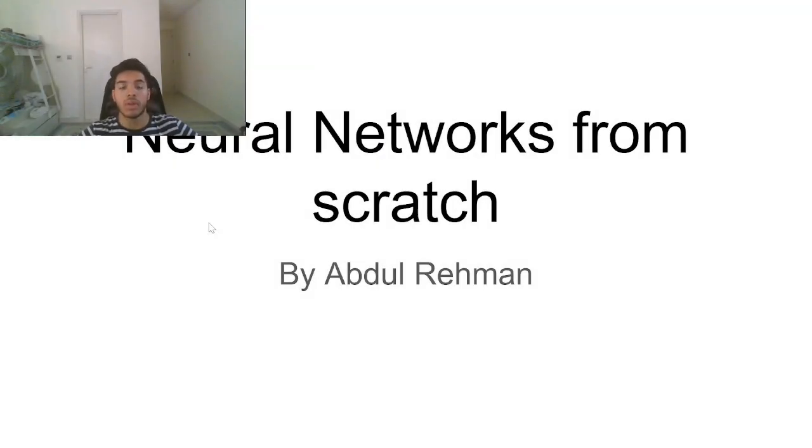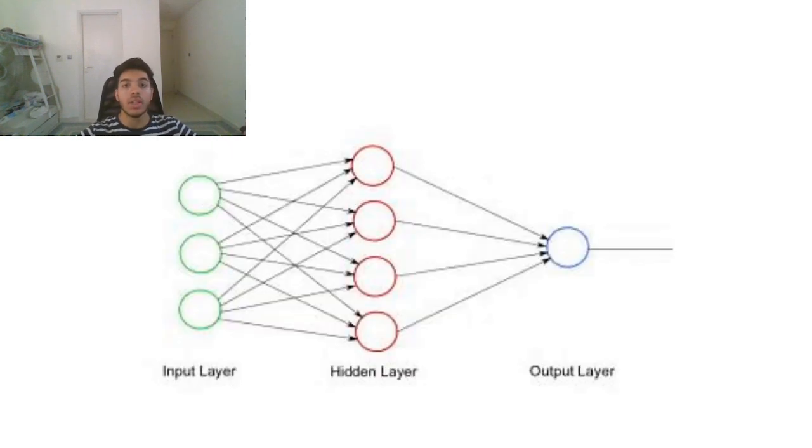Today I'm going to show you how to build neural networks from scratch using Python. So let's get started. What is a neural network? A neural network is simply a program which mimics the way the human brain learns in order to solve real-life problems. Examples include image recognition, audio recognition, speech recognition, etc.